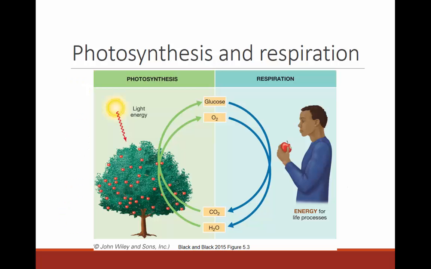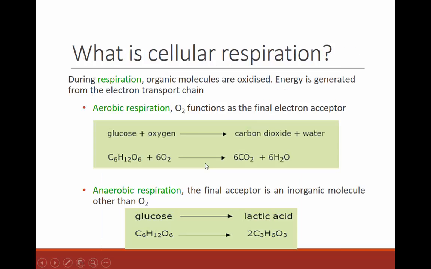Now, if we look at that in combination, you've got the photosynthesis and respiration. When we've got photosynthesis, you get the production of glucose and oxygen. Glucose and oxygen are used for respiration by humans, for example, to produce CO2 and water, which are used in photosynthesis to produce glucose and oxygen. Okay, so you've got that cycling effect.